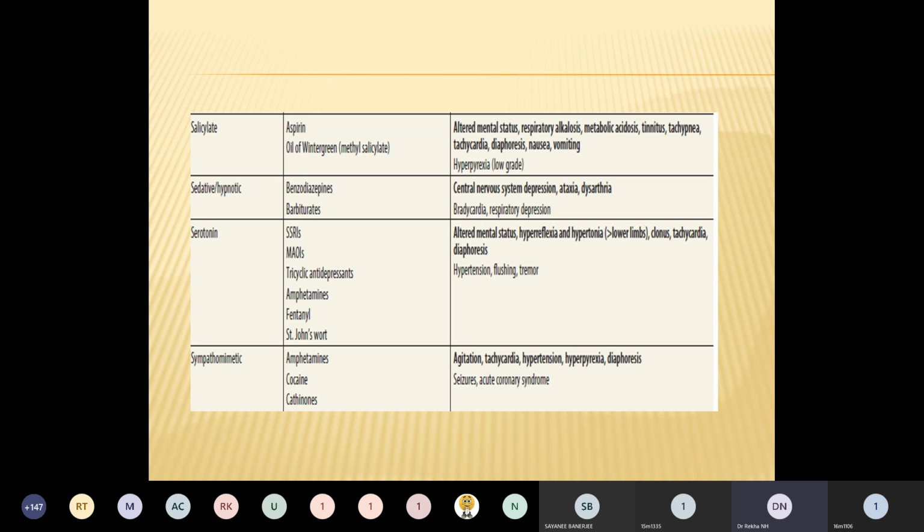With the salicylates, that is aspirin overdose, the patient will usually have acidosis, nausea, vomiting, and can even have tinnitus, tachypnea, tachycardia. Then the other group of toxidromes are sedatives and hypnotics: benzodiazepines and barbiturates. In this category, patients will have central nervous system depression, bradycardia, and in severe barbiturate poisoning, a lethal dose will cause respiratory depression.